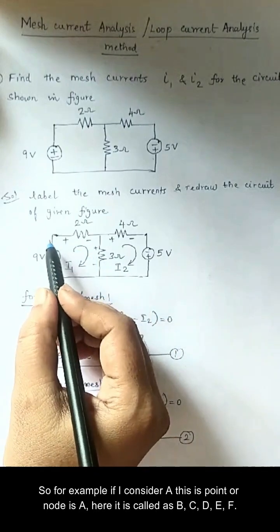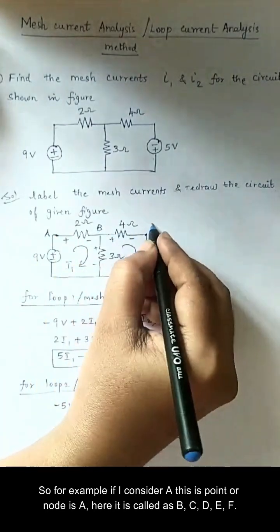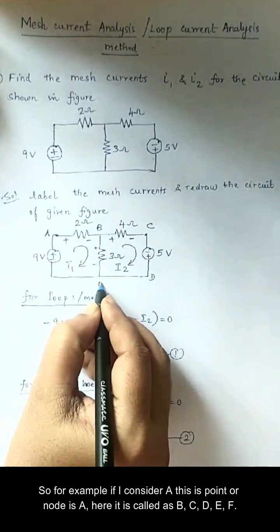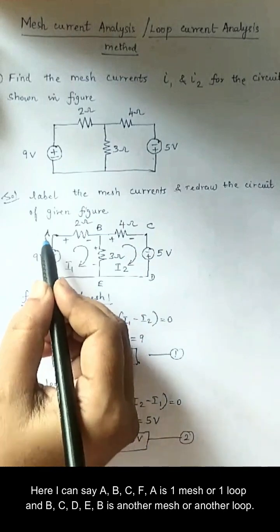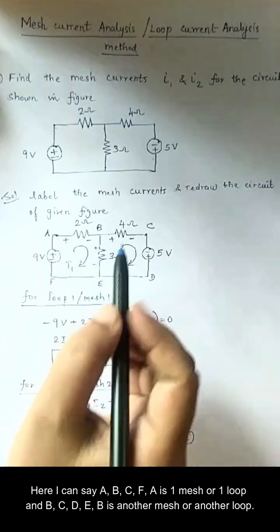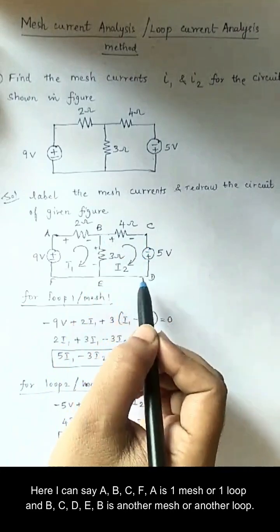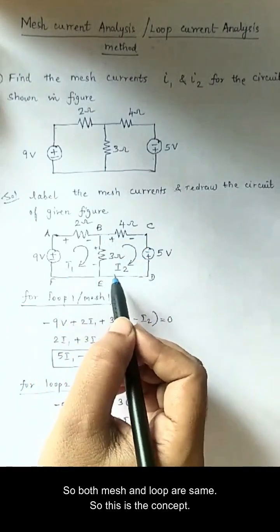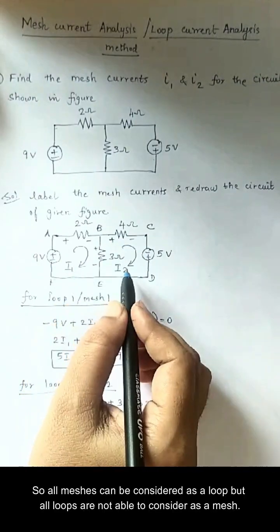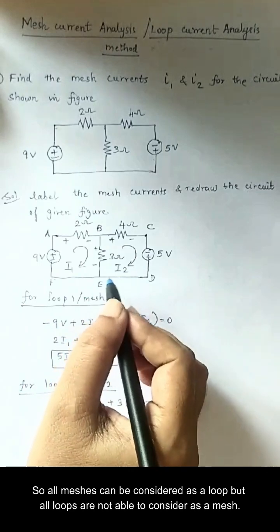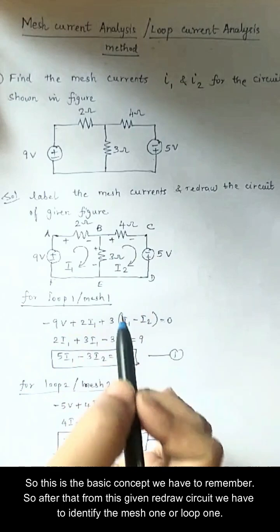For example, this point or node is A, here it is B, C, D, E, F. So A, B, E, F, A is one mesh or one loop, and B, C, D, E, B is another mesh or another loop. So mesh and loop are the same here. This is the concept: all meshes can be considered as loops, but all loops cannot be considered as meshes. This is the basic concept we have to remember.